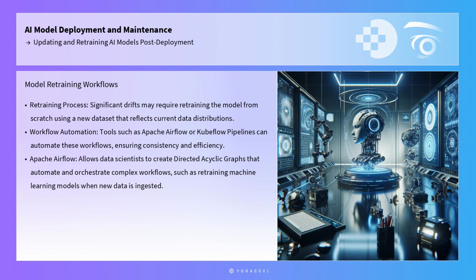On the other hand, significant drifts may require retraining the model from scratch using a new dataset that reflects current data distributions. This process involves several steps, including data collection, pre-processing, feature engineering, and model training. Tools such as Apache Airflow or Kubeflow Pipelines can automate these workflows, ensuring consistency and efficiency. Apache Airflow, for example, allows data scientists to create directed acyclic graphs that automate and orchestrate complex workflows, such as retraining machine learning models when new data is ingested.